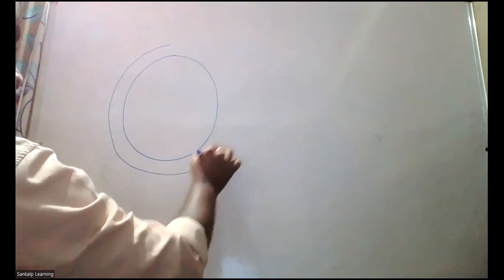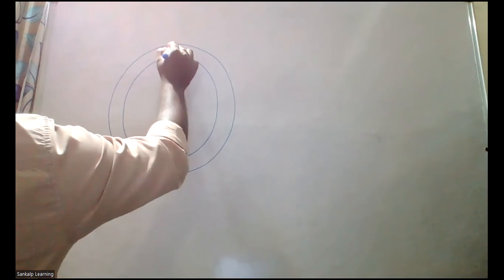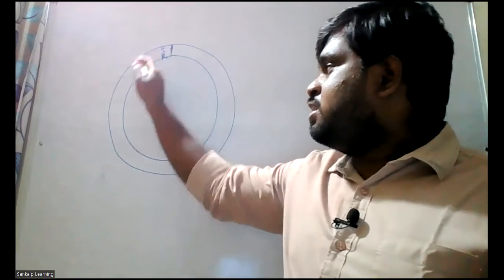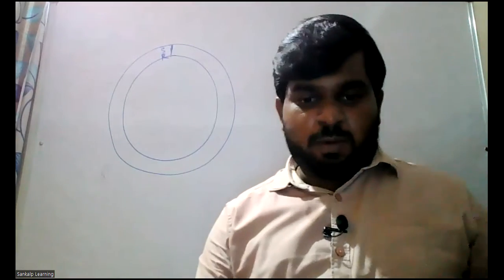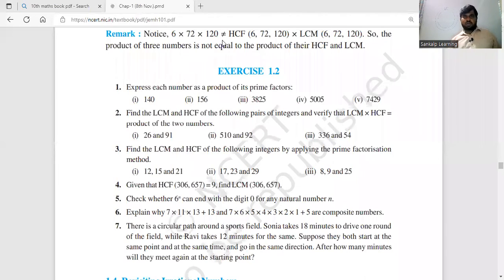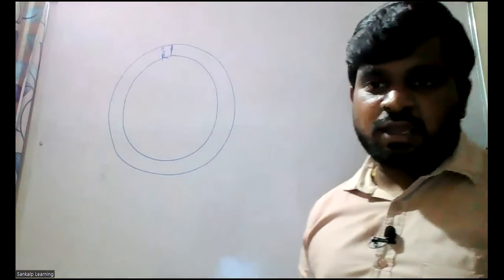So there is a circular path around a sports field. Let's say there is a field and we have a circular path. Let's say this is the starting point. We have two persons, Sonia and Ravi. Now Sonia takes 18 minutes to complete one round. Suppose she's starting from here. She takes 18 minutes to complete one round, while Ravi takes 12 minutes.